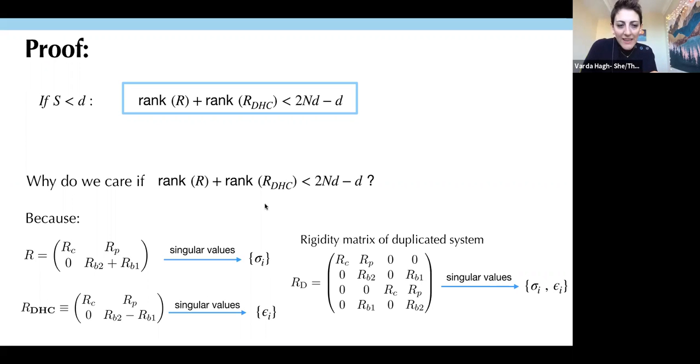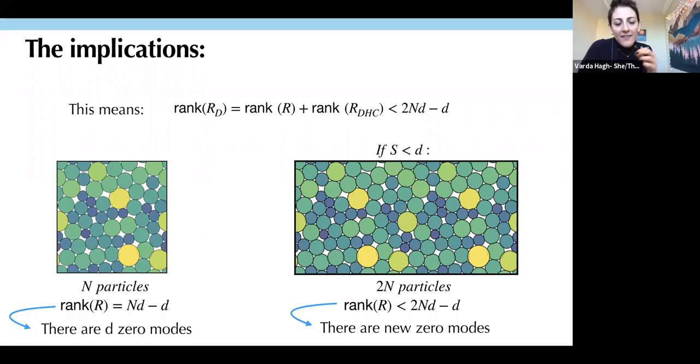This is important because the number of singular values is the rank of the matrix. Therefore, if you have the singular values of the rigidity matrix and the singular values of this auxiliary or DHC matrix, you can find the singular values of the rigidity matrix of the duplicated system. This means that the rank of the duplicated system's rigidity matrix, RD, is equal to the rank of R plus the rank of RDHC, because the singular values of RD are just the union of the two sets: the singular values of R and the singular values of RDHC.